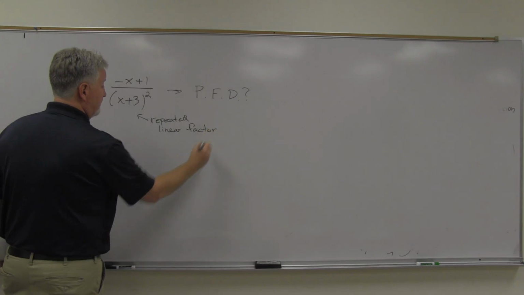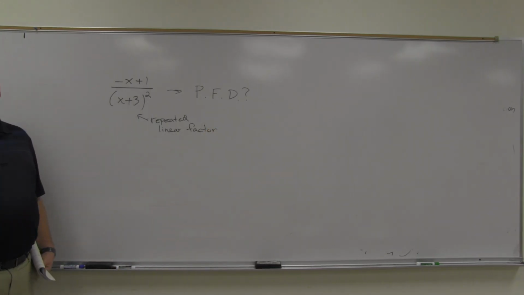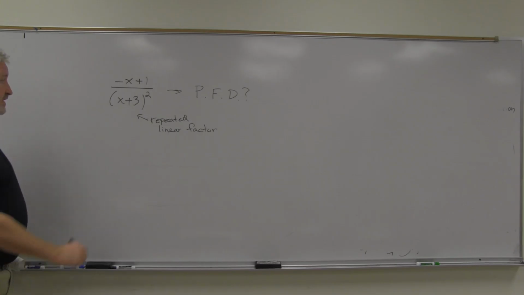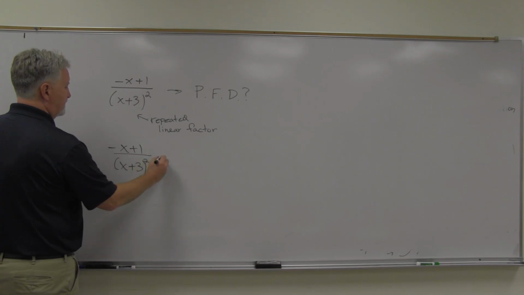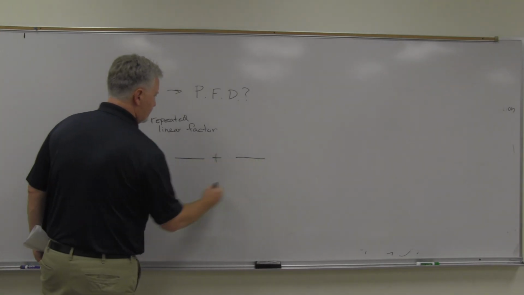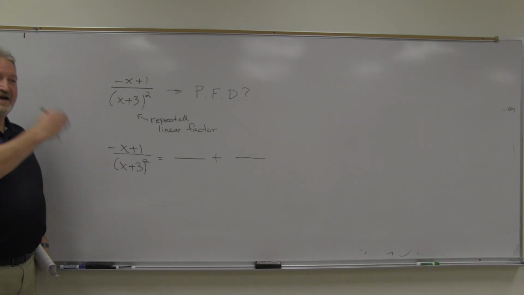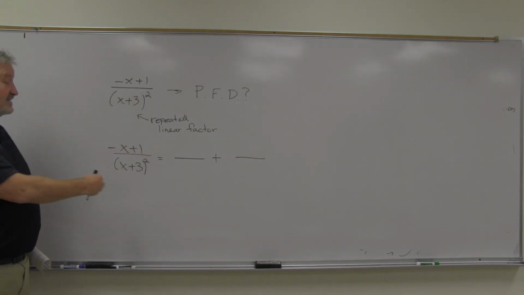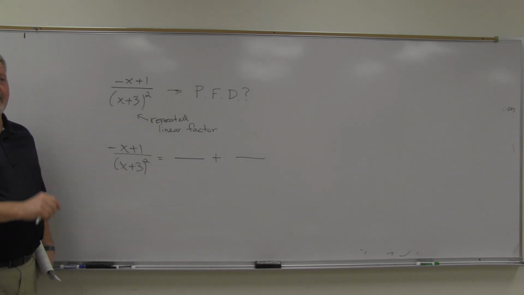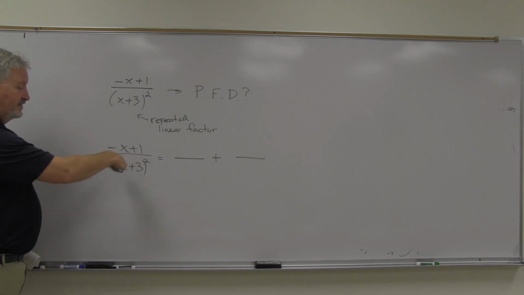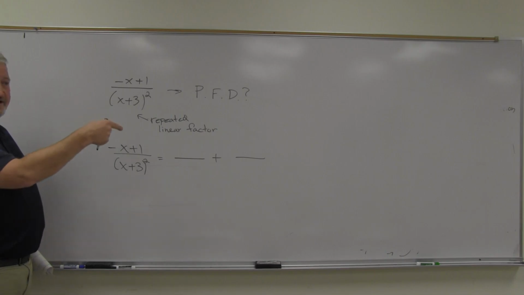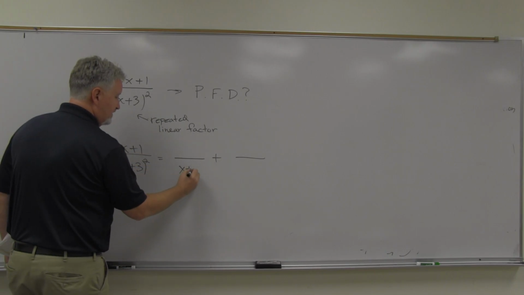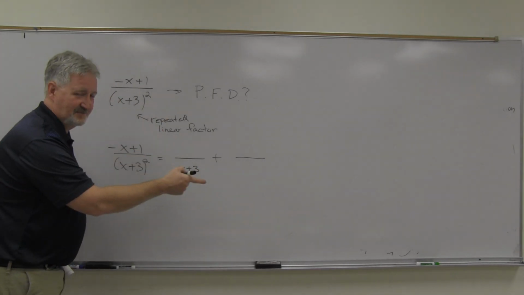If you have a repeated linear factor, you can't just get by with one denominator. So it's not x plus 3, x plus 3, because that's my factors, right? It's x plus 3 times x plus 3. No, that's not what goes over there. Here's what goes over there. If you have a repeated linear factor, in other words, a linear factor squared, one of them is x plus 3, but the other one is x plus 3 squared.